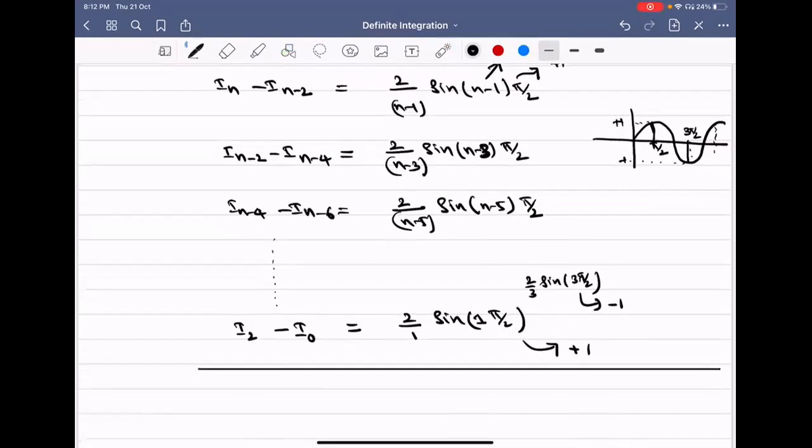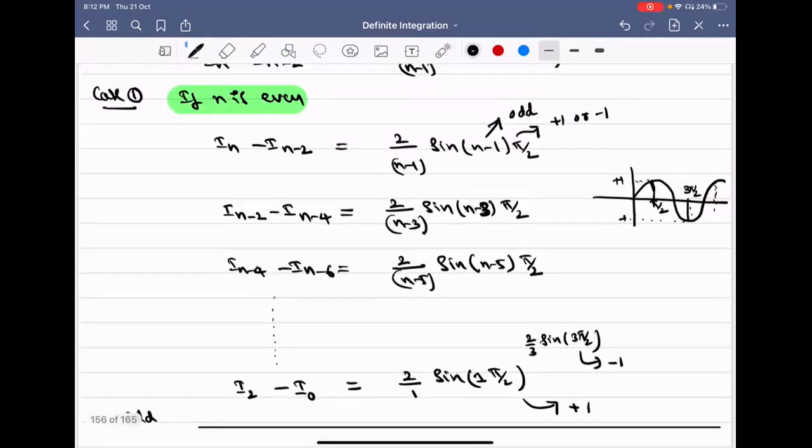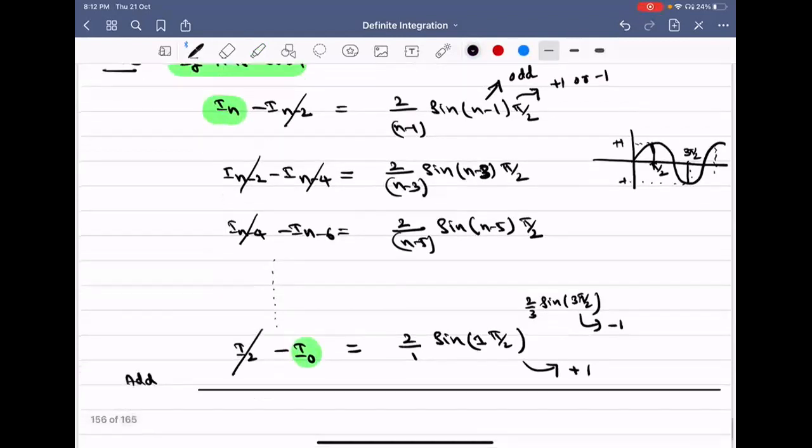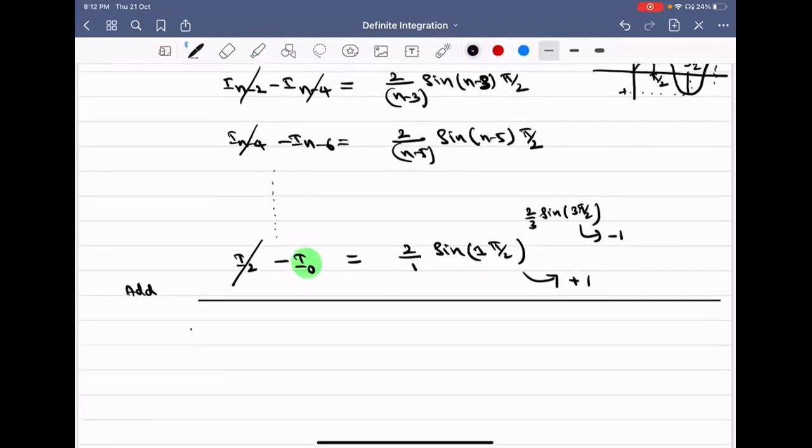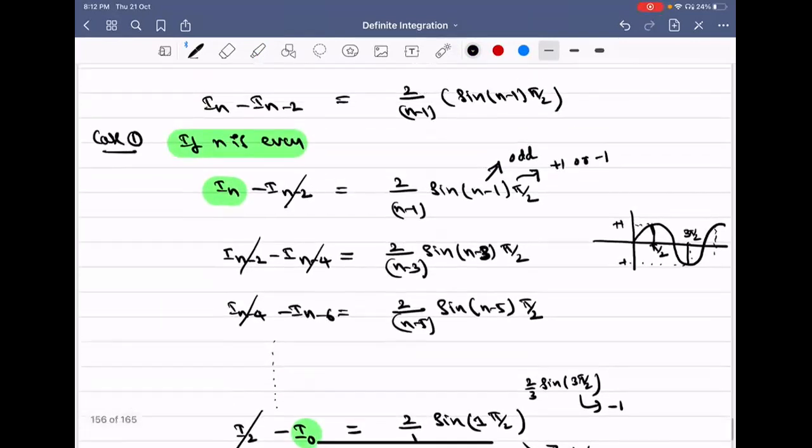So if you add all the terms by telescopic cancellation, I_{n-2} cancels, I_{n-4} cancels, and I_2 cancels with the preceding term. You are just left with these two terms, I_n and I_0. So the left hand side is I_n minus I_0, which is equal to your right hand side.